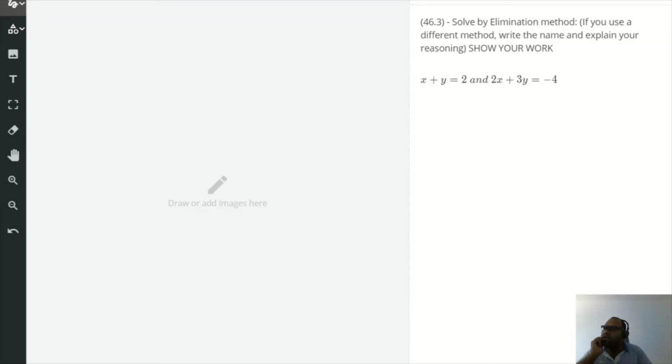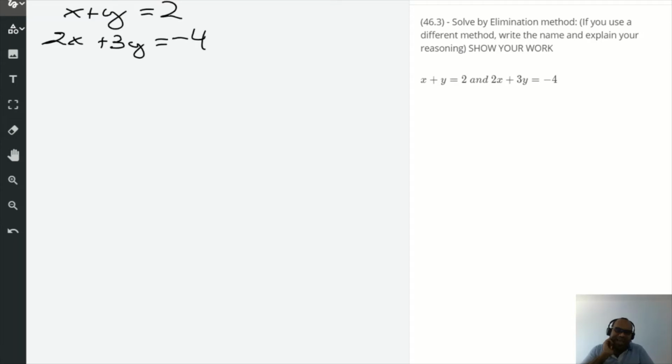Great, guys. Here it is. X plus y equals 2, and 2x plus 3y equals negative 4. Guys, I have one problem over here. Everything lines up, but it's not matching. It is 2, 1 and 2, and 1 and 3. How can I solve this one?